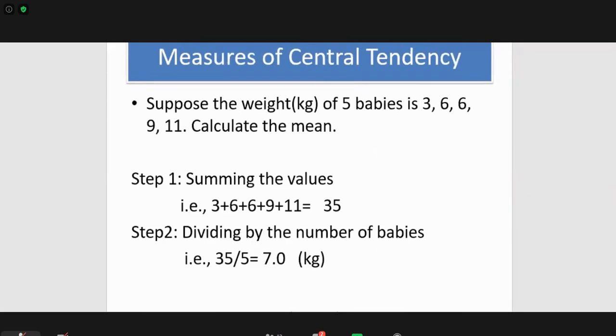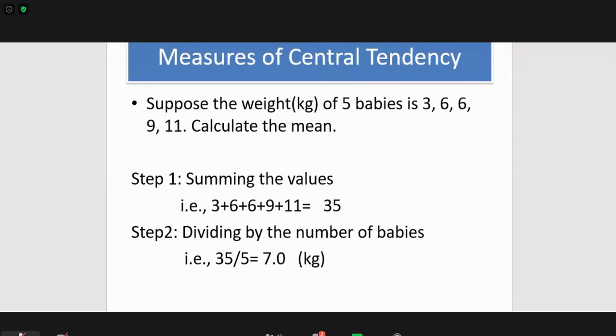Now here we have a small example of how to calculate the mean. Suppose the weights of 5 babies are 3 kgs, 6 kgs, 6 kgs, 9 kgs, and 11. We need to calculate the mean. As the formula demands, we need to sum up all the values and divide by the number of values. So step one, we add up all these values: 3 plus 6 plus 6 plus 9 plus 11. That's 35.